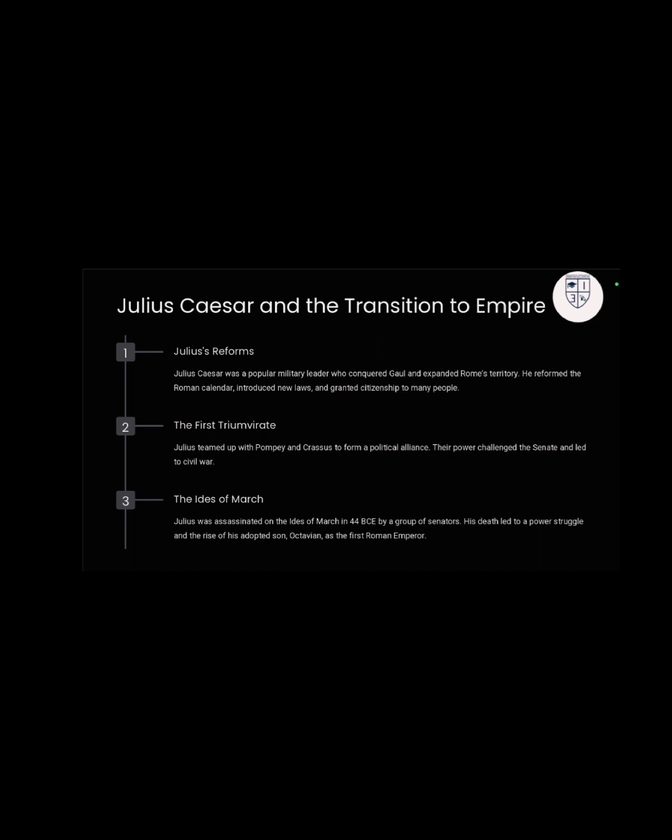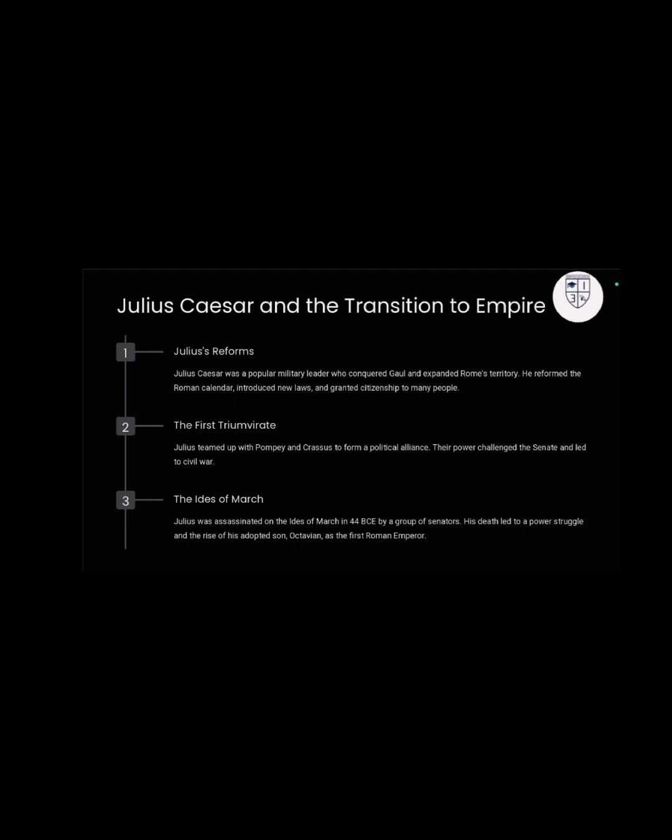And we can get proofs as Julius Caesar. The month July is named after Julius Caesar. Try to read Julius and July. Julius was a popular military leader who conquered Gaul, and he reformed the Roman calendar, introduced new laws, and granted citizenship to many people. The first triumvirate.